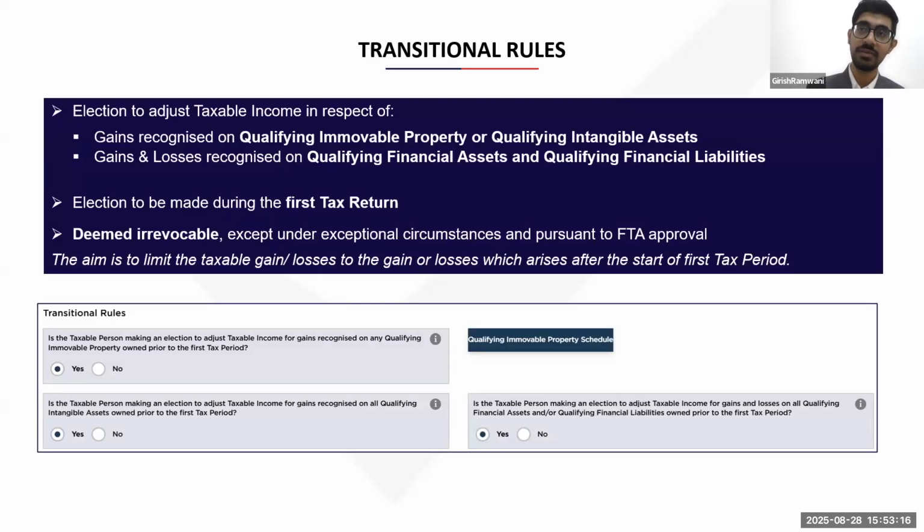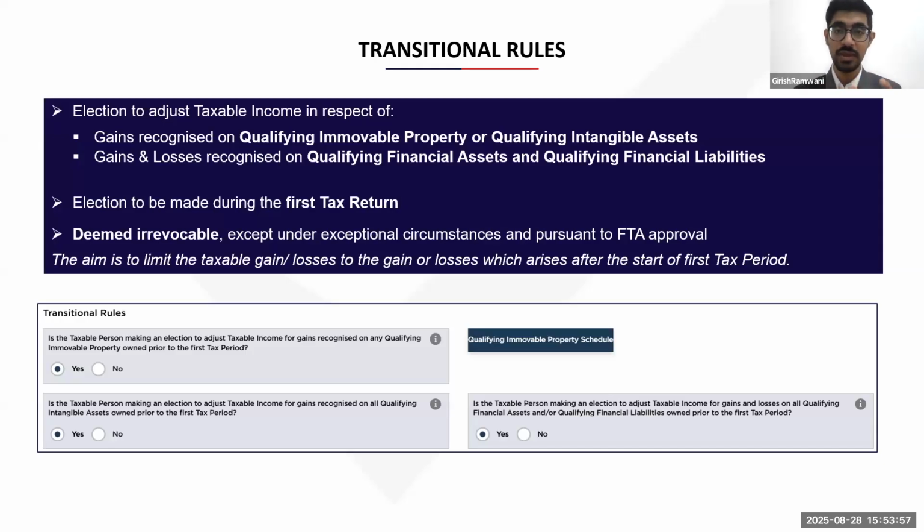For example, if you have held any immovable property before 2024 and there has been an appreciation in the value of that immovable property, and if you sell it after the tax has been implemented, then the capital gains that will be recognized in your P&L is going to be your entire capital gains appreciation from when you held it till the time you sold it. However, any gain which pertains to before 2024 can be identified and excluded as per the corporate tax law. And you need to pay tax only on the gain amount which pertains to after 2024.